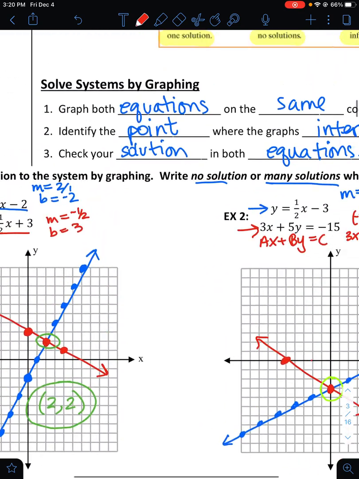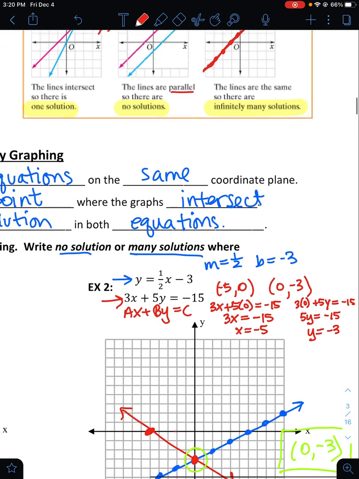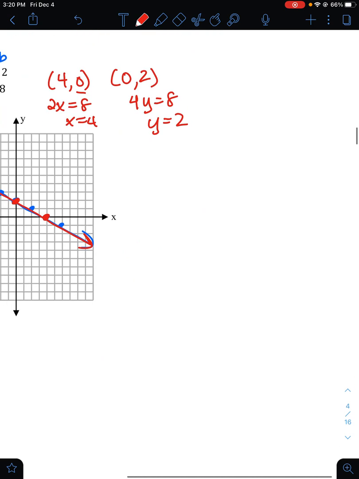So I'm going to go back to the first page. I've really drawn this third picture. So this is our infinitely many solutions. So the answer to this, infinitely many solutions.